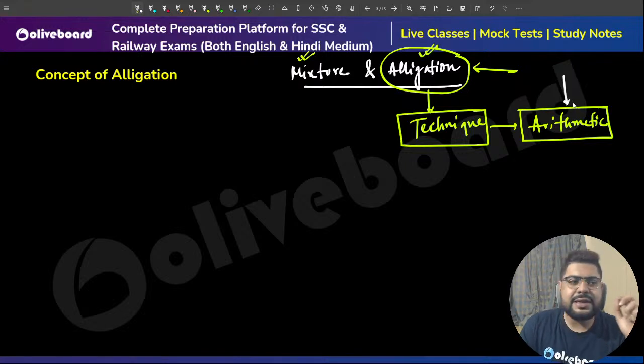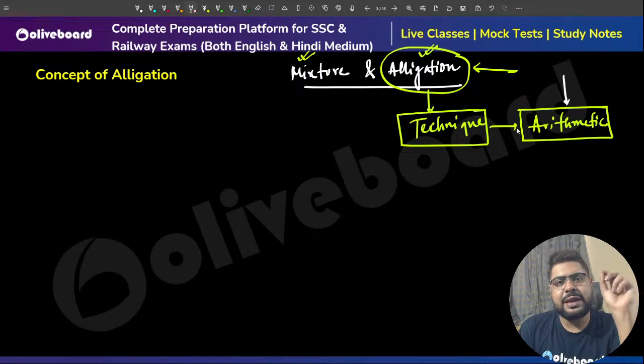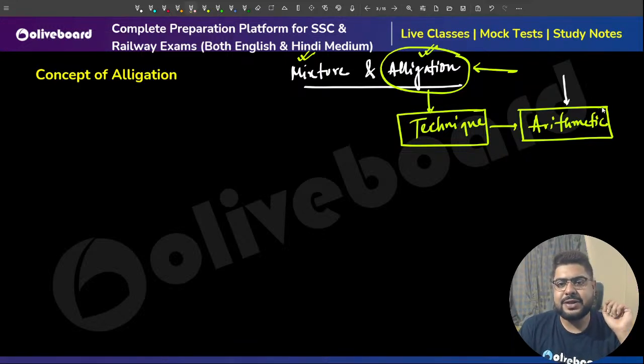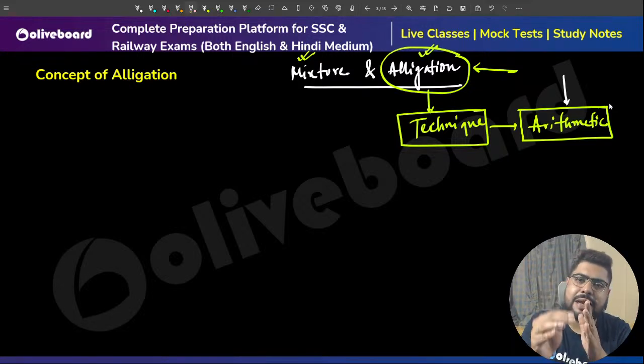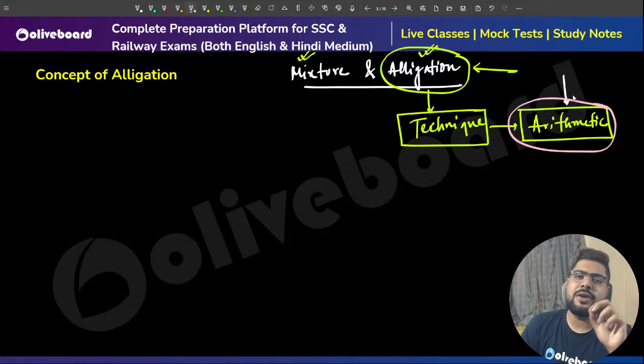Because with the allegation technique, the biggest challenge students generally face is to identify where to use it. If someone tells you that this is where you can use allegation, then everybody can use it. But the challenge is that you need somebody to tell you that yes, allegation can be used in this case. That identification is the biggest challenge, and that is the reason I am discussing this particular topic in this class.